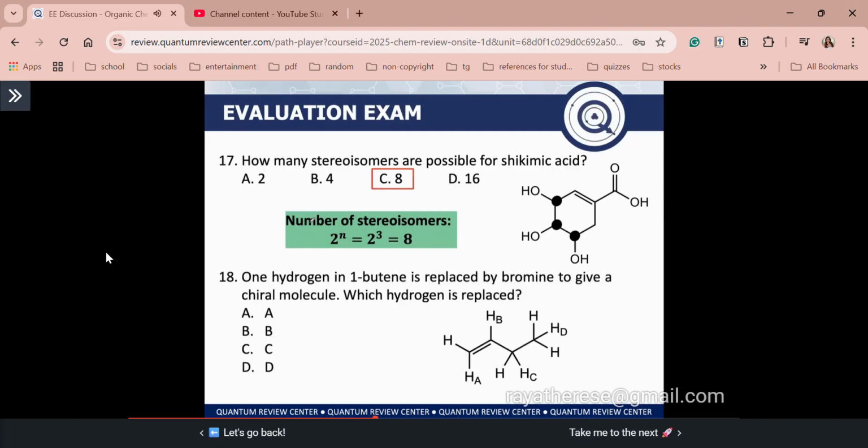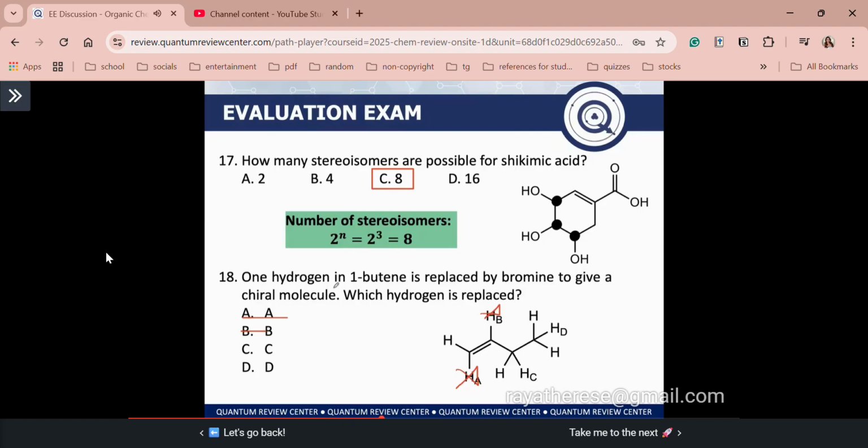Next. One hydrogen in 1-butene, given by the following structure, is replaced by bromine to give a chiral molecule. Which hydrogen is replaced? Class, take note, the first thing to do here is to eliminate the hydrogens attached to carbons that are not sp3 hybridized. Yes, class, those with double bonds are sp2 hybridized. So eliminate HA and HB right away because they are connected to sp2 carbons. Remember, for a chiral molecule, your carbon should be sp3. So it's just between C and D.